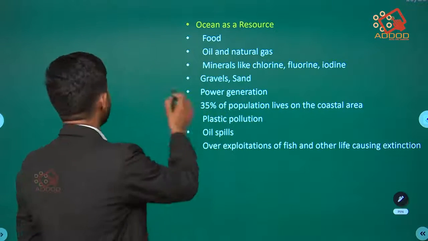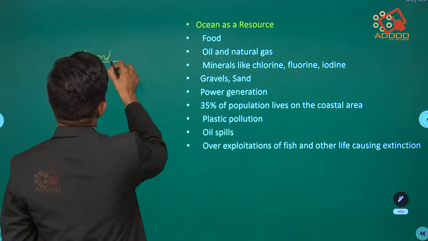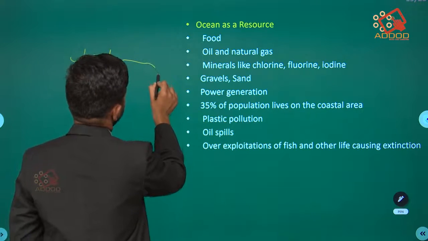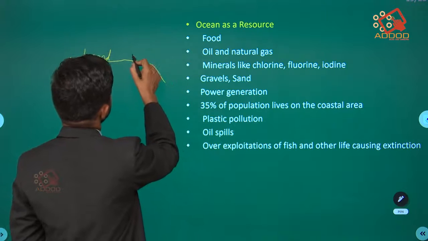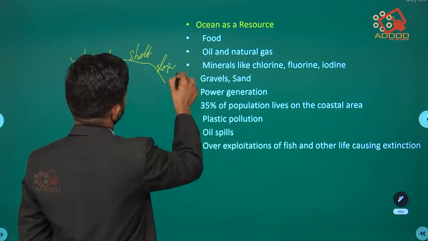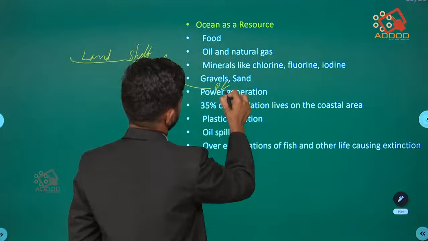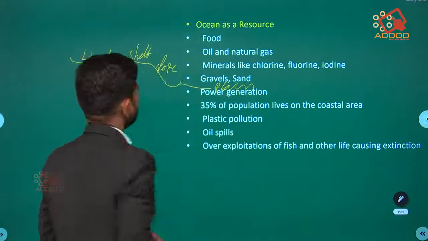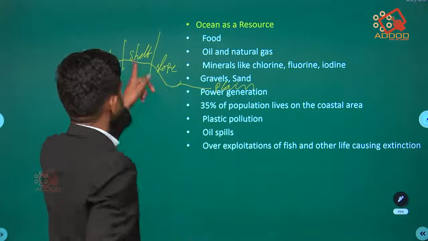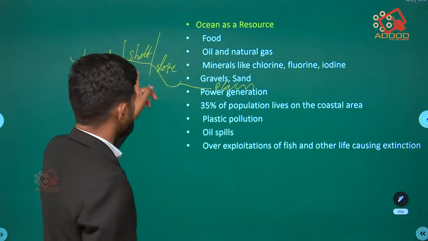What is the continental shelf? This is the land, and the continental shelf has a gentle slope, then the continental slope. This is the shelf, slope, rise, and then the plain. Right. Now this continental shelf is the source of oil and natural gas. Most of the oil and natural gas is available in this region only.